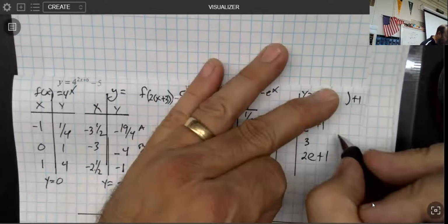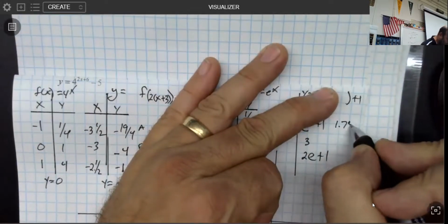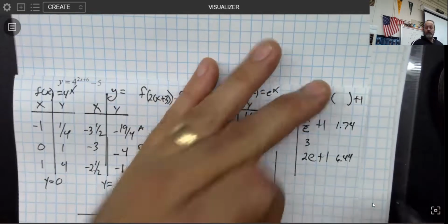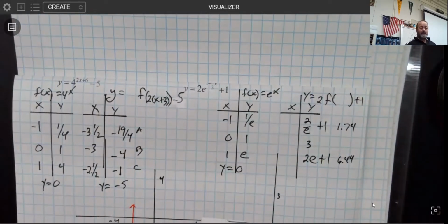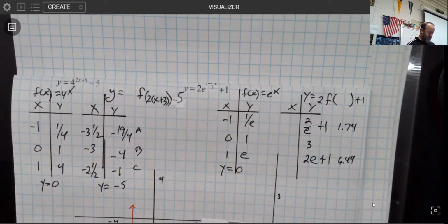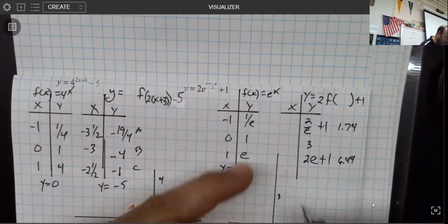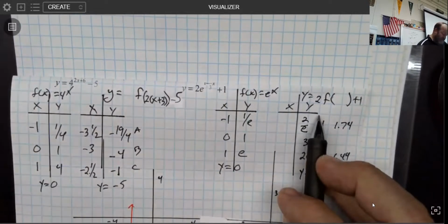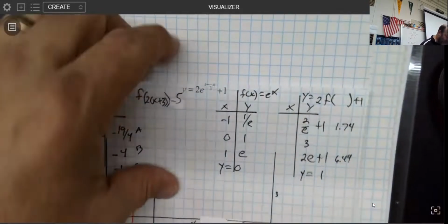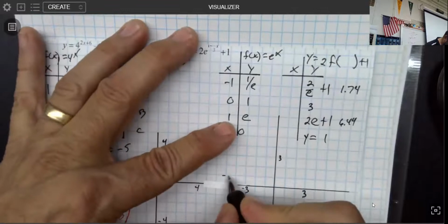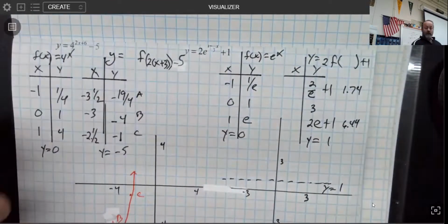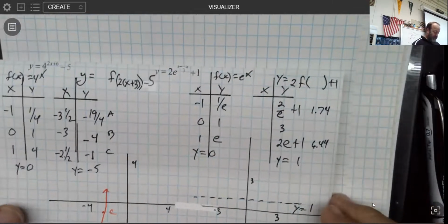This one is 1.74. This one is 6.44. So that just gives us a little bit of an estimated value as to about where those values should be. And of course, y equals 0 got multiplied by 2, still 0, and added 1. So we got 1. So I have a nice little horizontal asymptote at y equals 1. This one got shifted up a little bit. Now, let's go ahead and finish the harder part of that question.